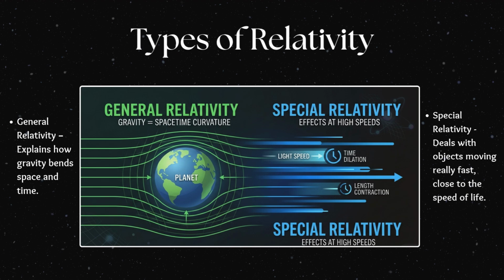Now let's talk about the two types of relativity. First, special relativity. It's about things moving really fast, close to the speed of light. Time actually slows down for fast objects. Imagine the superhero Flash. When he runs super fast, he notices things in slow motion. Pretty wild, right? Then, there's general relativity, which explains how gravity bends space and time.